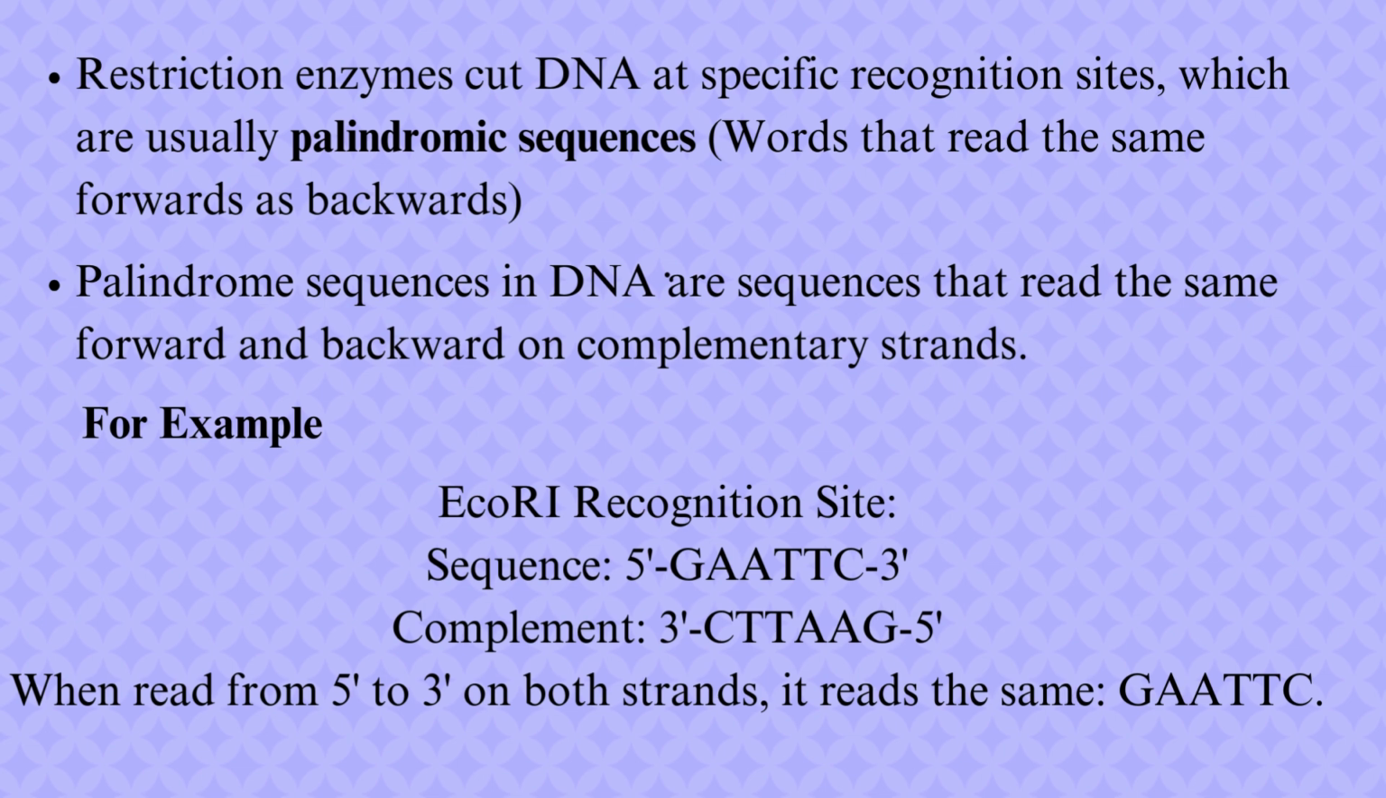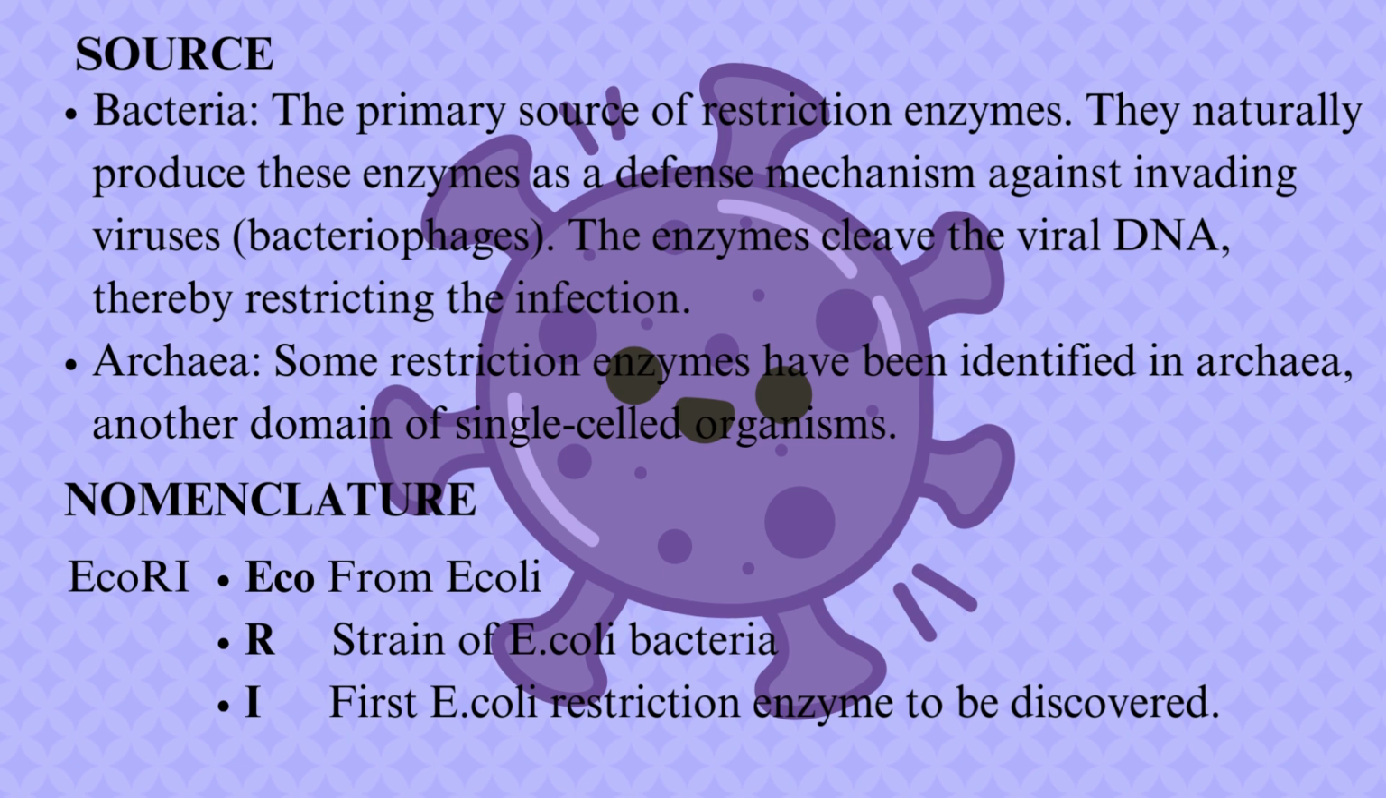The restriction sites are usually palindromic sequences. In DNA, palindromic sequences are those that are the same when read forward and backward on complementary strands. For example, let's take the EcoR1 restriction enzyme. Its restriction site is GAATTC and its complementary sequence is just the reverse version of it, and that is CTTAAG. When read from 5' to 3' on both the strands, it's GAATTC.